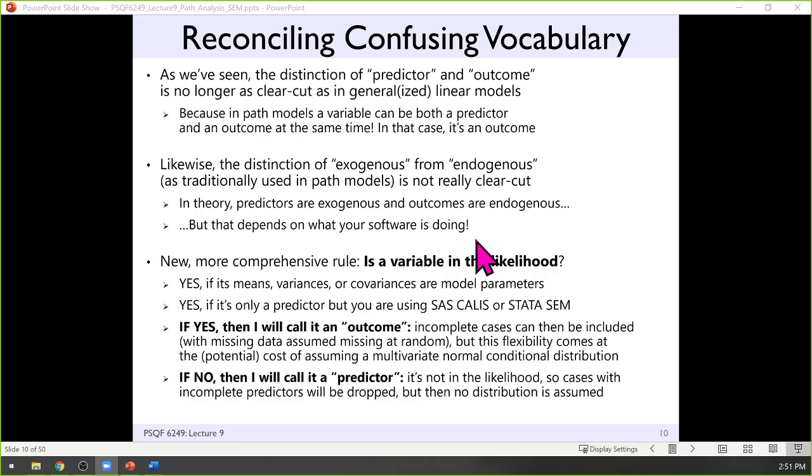Okay, other questions? A lot of vocabulary with this, isn't it? It's a lot of words.